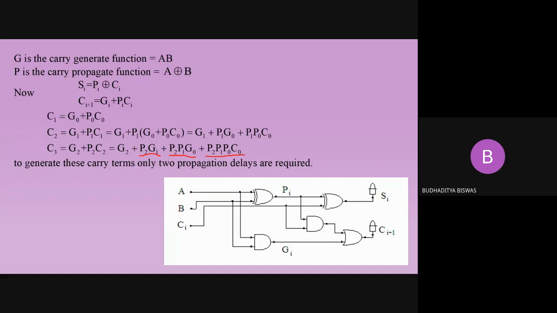Now all the G terms and P terms are simultaneously supplied to the circuit. So within one TP, this is parallel processing. The 3 gates are independent from each other, so within TP time all the product terms are generated. In the next TP time, we add these product terms using a 4 input OR gate. So here also 2 TP time is required. That's why it is written that to generate these carry terms, only 2 propagation delays are required.